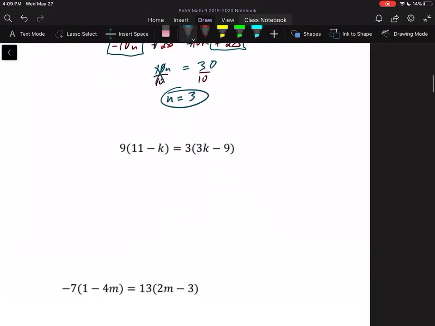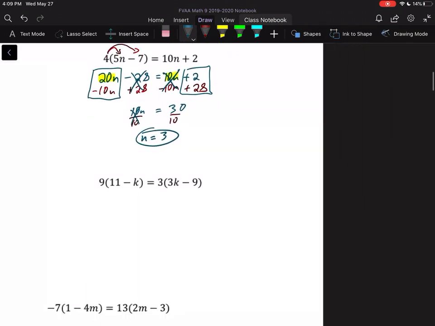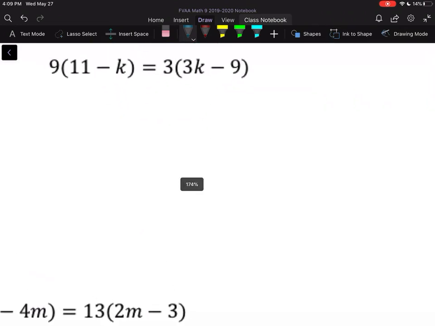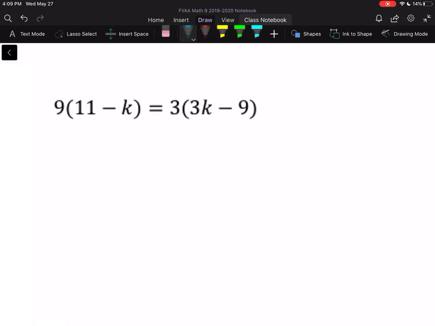One more example here. In this example, it does make sense for me to divide both sides because 3 goes into 9 nicely. So I can use this step right off the bat, or I can just distribute and stay consistent. But if you wanted to just divide both sides by 3, you could. I guess we could try it. Let's do that.